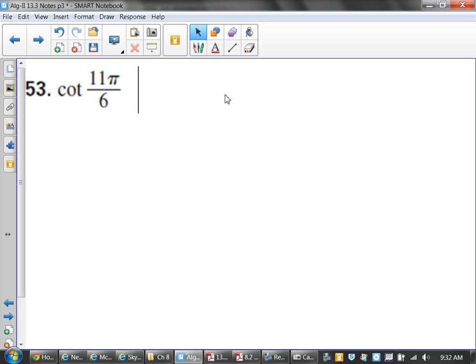Yes, sir? For the test 13, is it going to be predominantly non-calculated? It'll have a mixture of calculator and non-calculator. And when we get to it, don't worry, I will explain what my expectations are. This kind of stuff, cotangent 11 pi over 6, would be a non-calculator function.